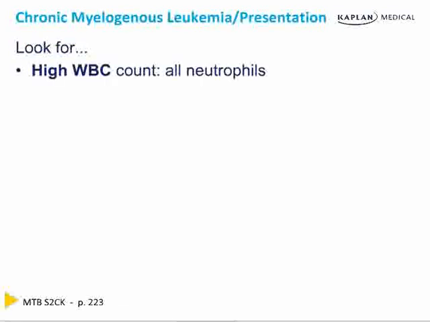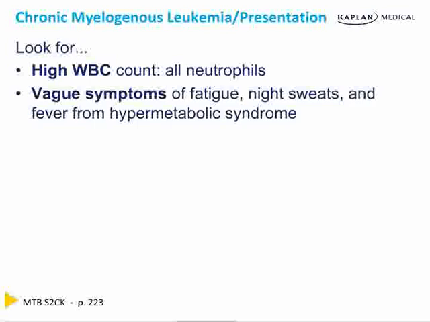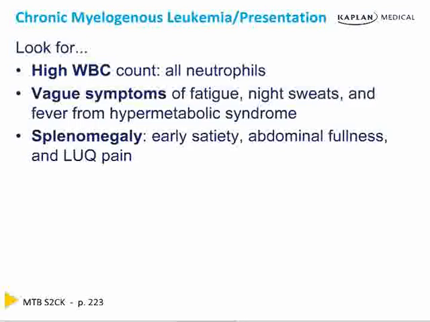CML presents with a high white cell count that's all neutrophils, and those neutrophils look normal on a smear. There are no blasts on the smear in CML. Blasts are part of acute leukemia, not chronic leukemia. Now, this is very important because there really is no single diagnostic characteristic on physical or history that will tell you it's CML. A big spleen or fatigue, night sweats, and fever are simply not specific enough to allow you to answer that the most likely diagnosis is CML. It's rather vague. Big spleen is certainly not specific.